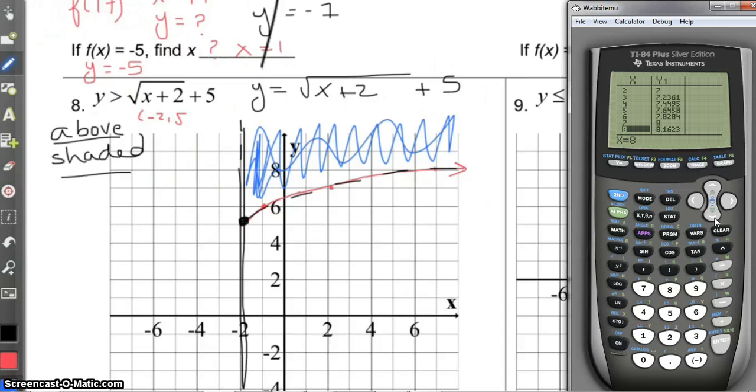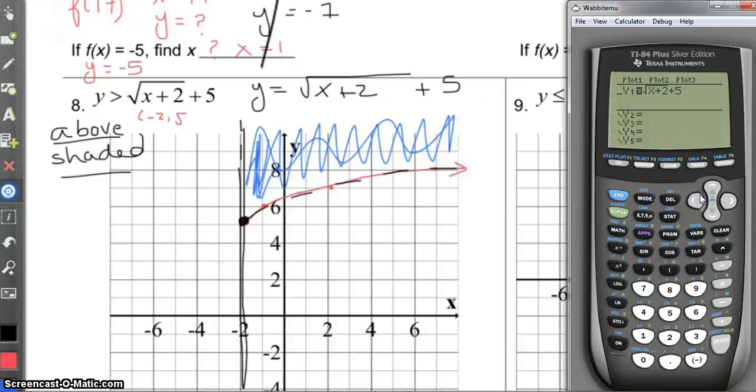So when you shade above, you need to know where to shade. Do you shade above everywhere? So whatever your endpoint is, this is the most important point, you draw a vertical line and you go ahead and shade above that.